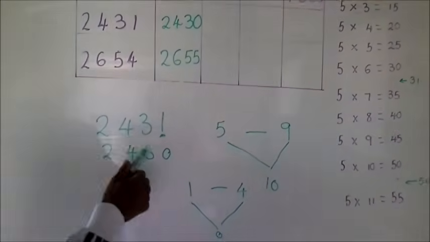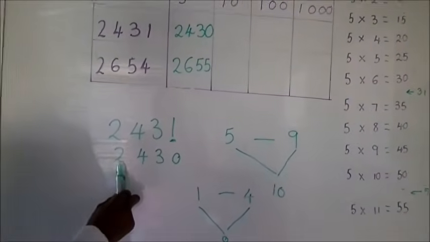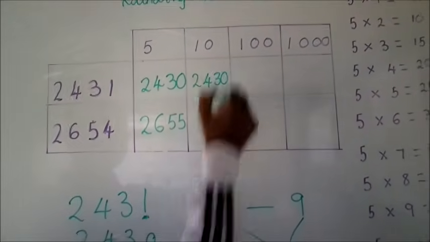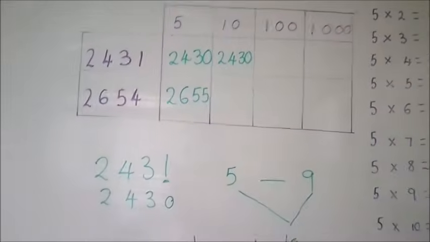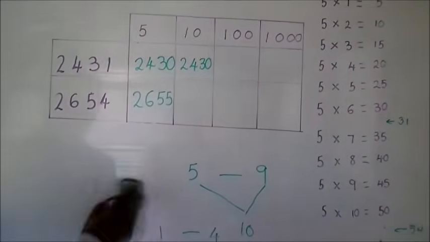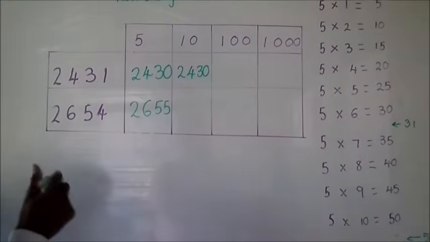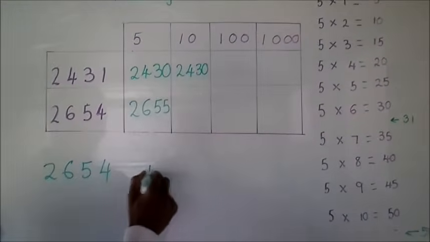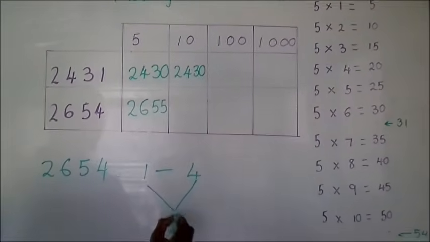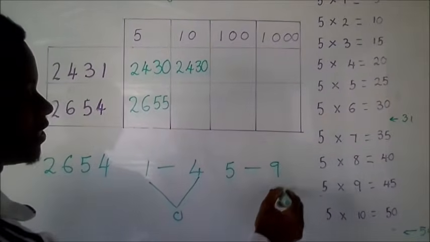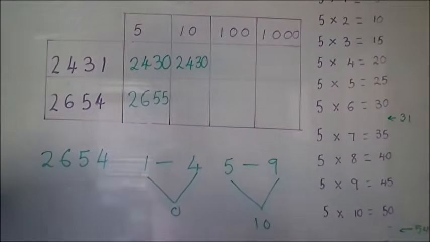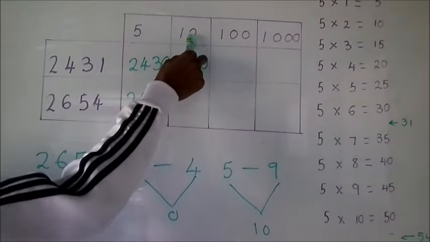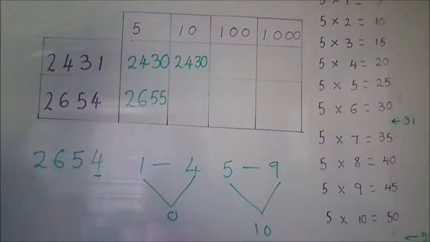Therefore, 2431 to the nearest 10 is 2430. Let us round the following sum. The following sum is 2654. Remember, we said from 1 up to 4, they round to 0. 5 up to 9, they round to 10. So let us look at this one. 2654 to the nearest 10. 10 is 1 zero, so I'm going to underline the first number.